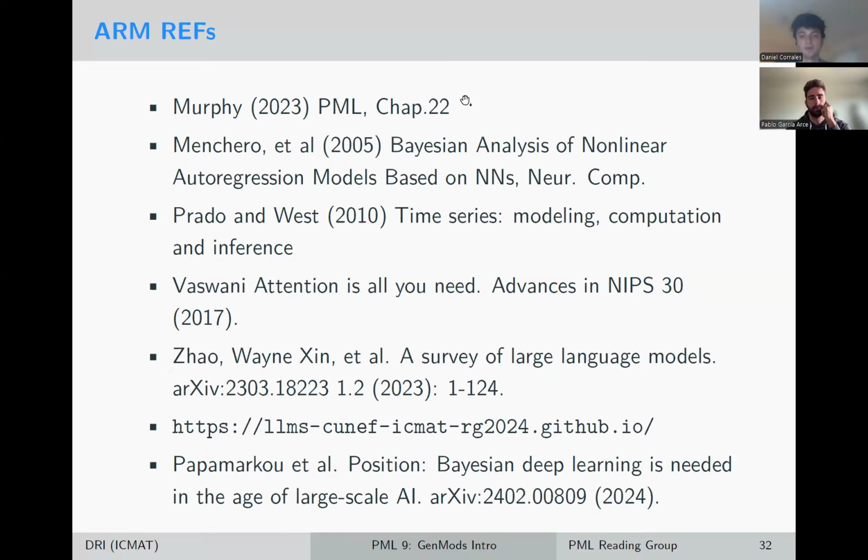Some references: Murphy, chapter 22, but there's much more to say. I would say it's not the best chapter of the book. Some references on autoregressions with neural nets, more traditional ones. The attention is all you need paper. This is an excellent survey, but it has rained a little bit since 23.